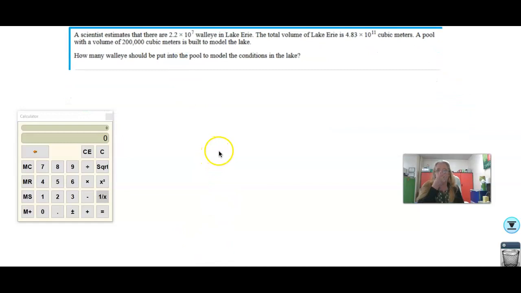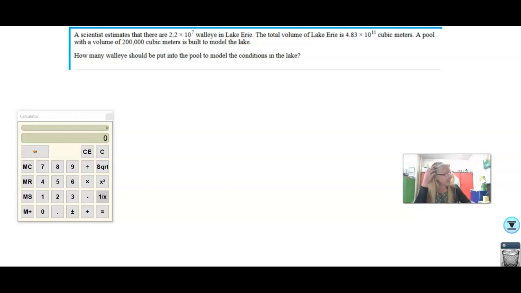A scientist estimates that there are 2.2 times 10 to the 7 walleye in Lake Erie. The total volume of Lake Erie is 4.83 times 10 to the 11th cubic meters. A pool with a volume of 200,000 cubic meters is built to model the lake. How many walleye should be put into the pool to model the conditions in the lake?